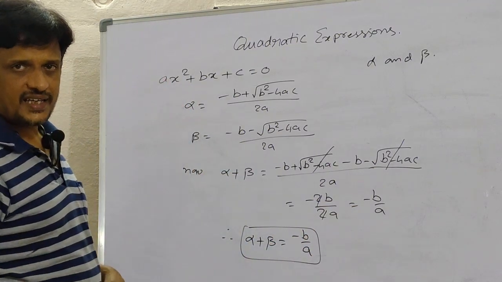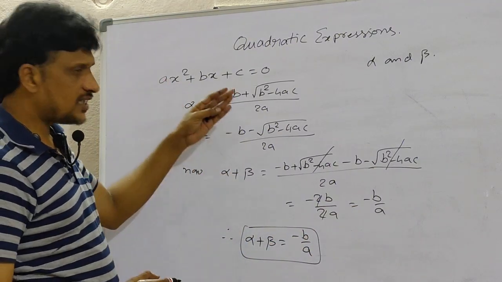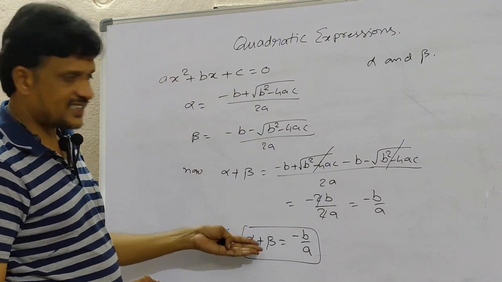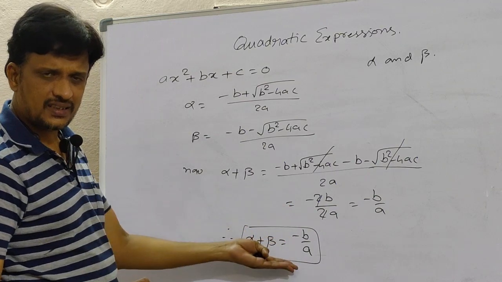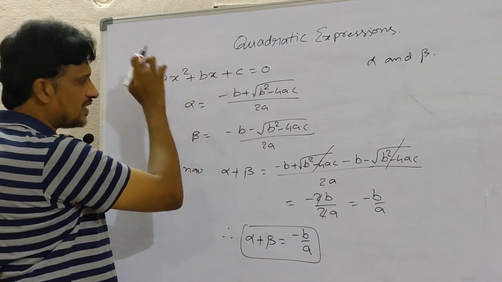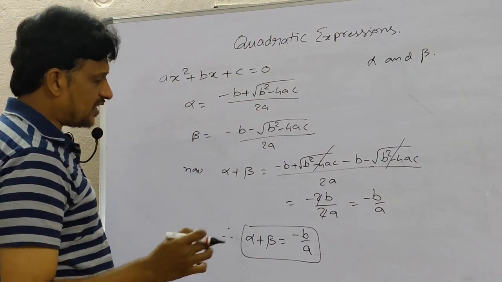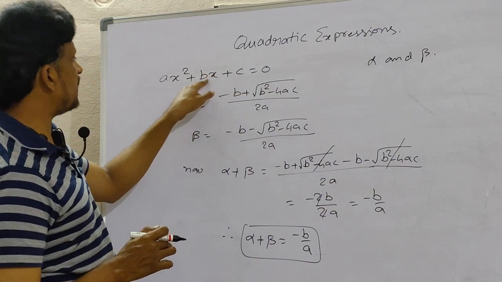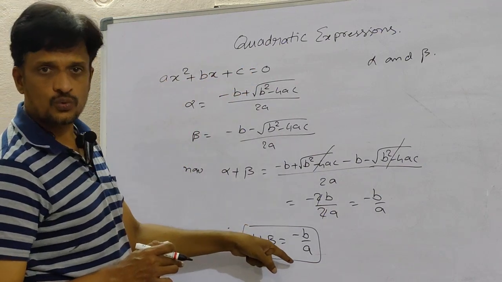So every quadratic equation has two roots. Those are denoted by alpha and beta. Their sum is always equal to minus b by a. What is a and what is b? That means b is the coefficient of x and a is the coefficient of x square. So without finding the roots, immediately by seeing the equation, you can say that minus b by a is the sum of the two roots.